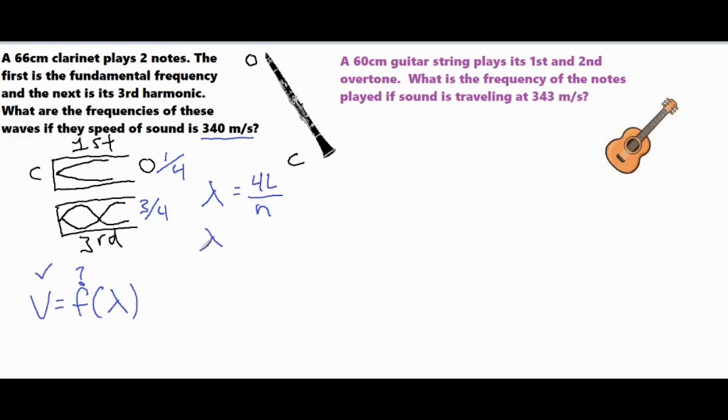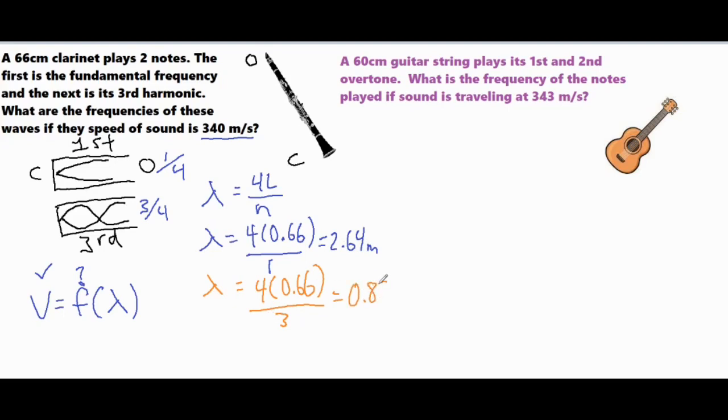So the wavelength is going to equal 4 times 0.66 and then divided by 1 for the first harmonic. And then that's going to give us 2.64 meters. And then for the next one, we have 4 times 0.66 meters because it's the same clarinet, but divided by the third harmonic. So it's basically 2.64 divided by 3, which gives us 0.88 meters.